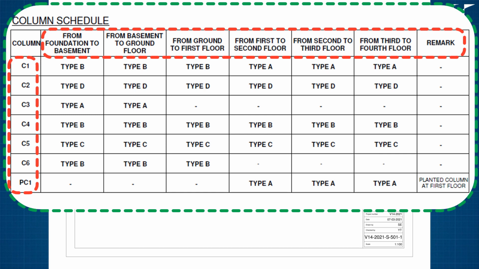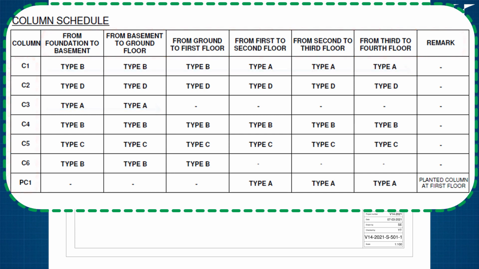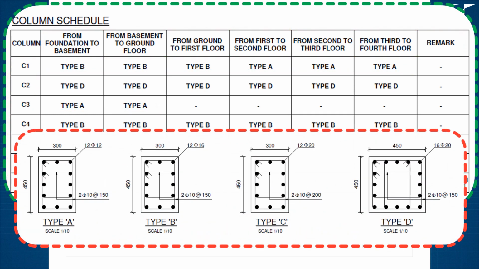Let us look at the first entry, which is column C1. This will be cast from foundation till the 4th floor. The column C3 will be cast from foundation till ground level. In this schedule, the column types are shown outside of the schedule and the type name is mentioned in the table. For example, C1 has type B till first floor and above first it has type A. This is useful when there is less variation in column types.